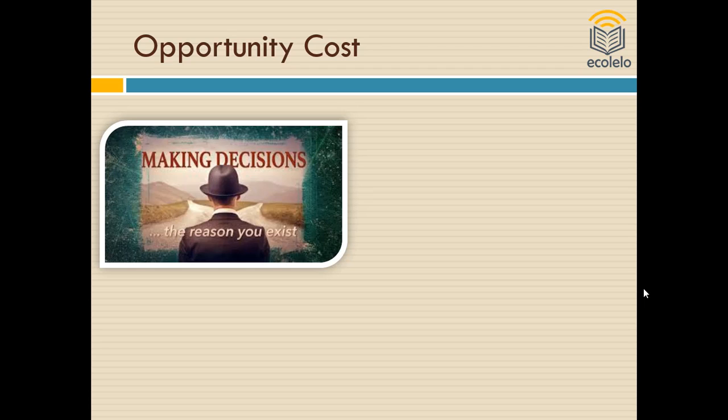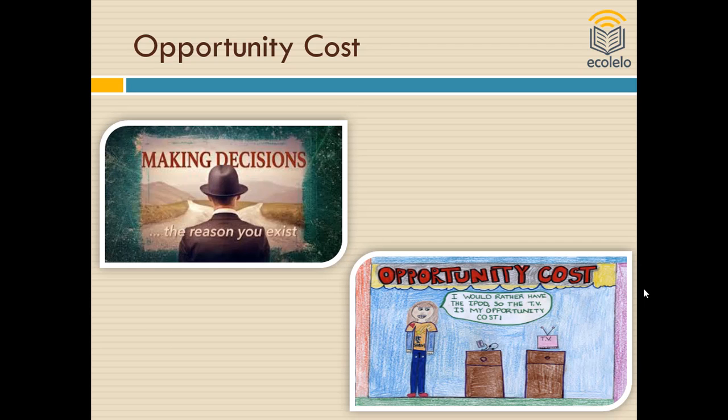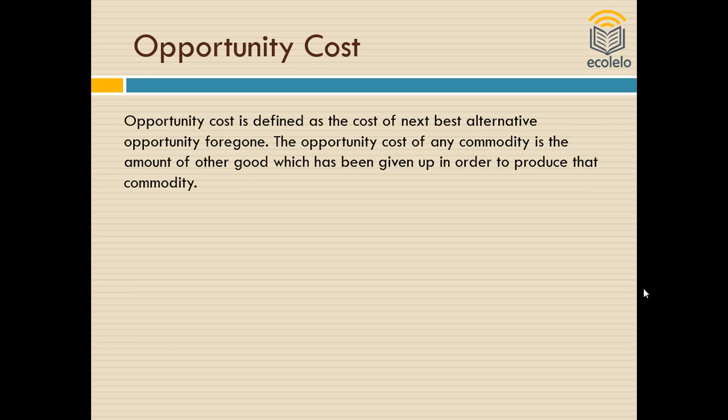Now, it's about making decisions and it's about choosing. Now, let's look at the definition of opportunity cost. It is defined as the cost of next best alternative opportunity foregone. The opportunity cost of any commodity is the amount of other good which has been given up in order to produce that commodity. Now, you're going to understand this through an example, then I'm going to tell you an easy way also to remember this.